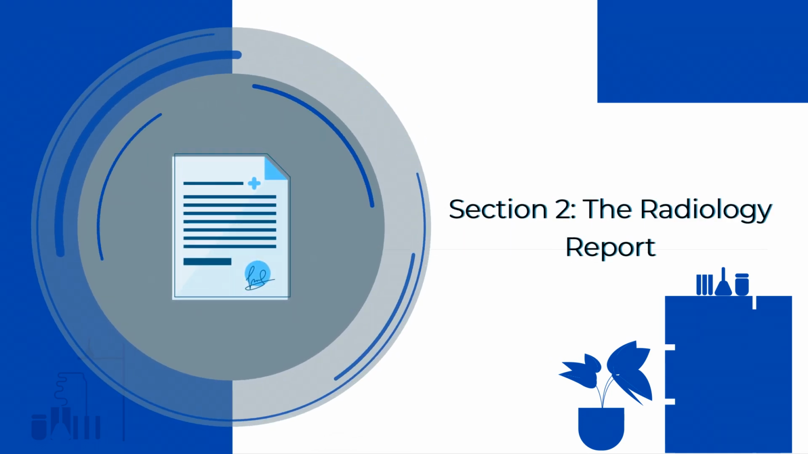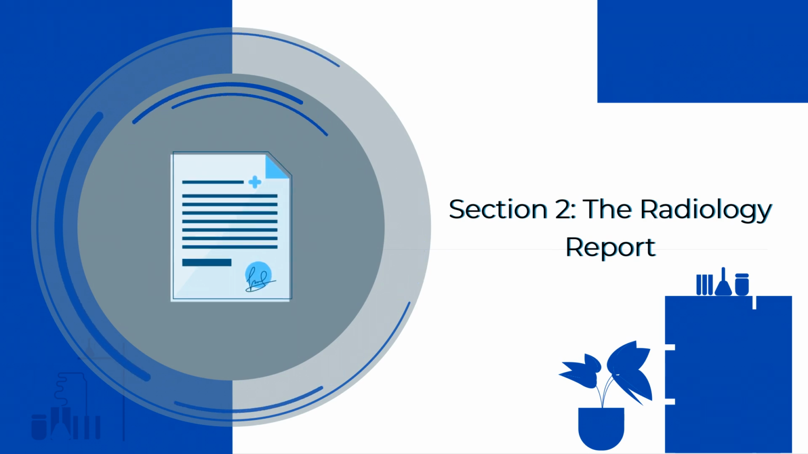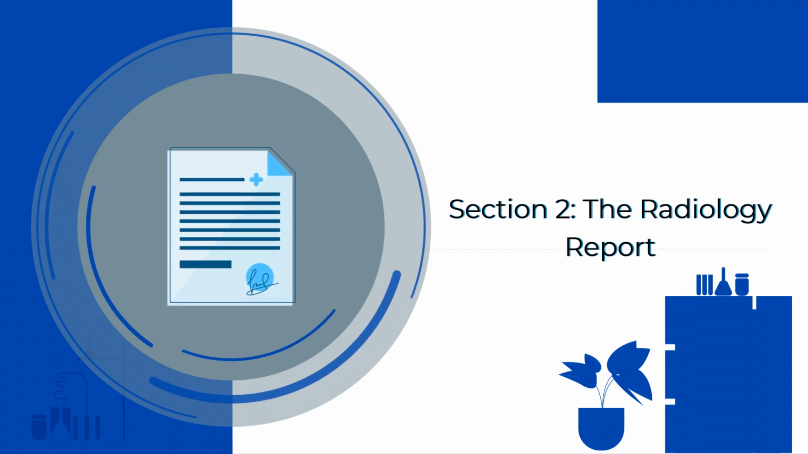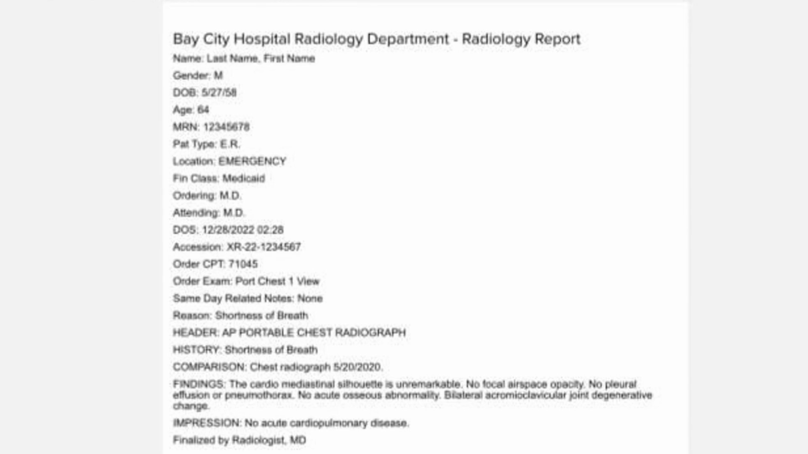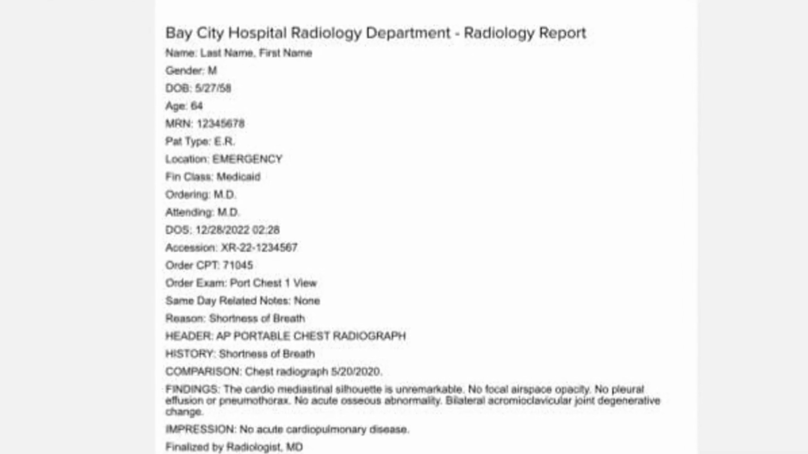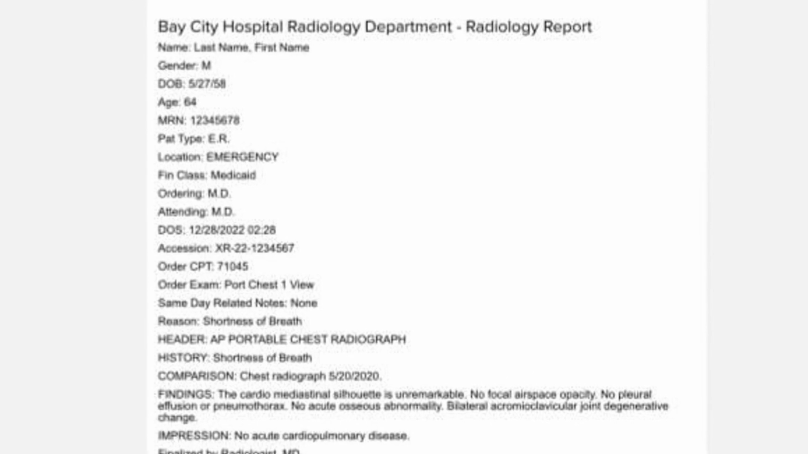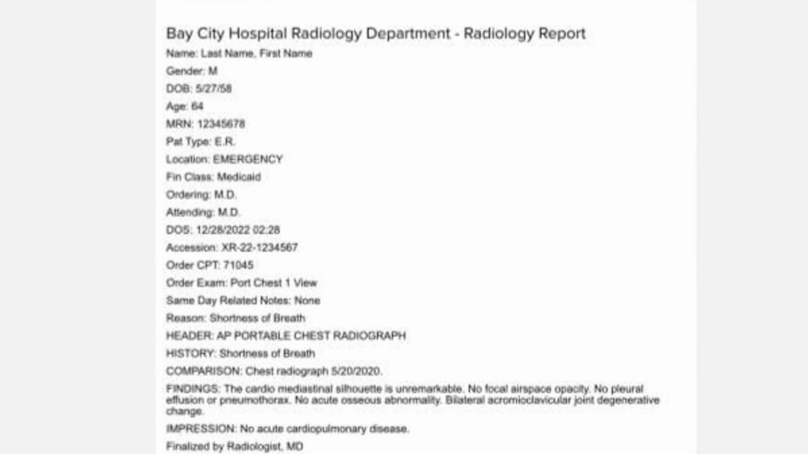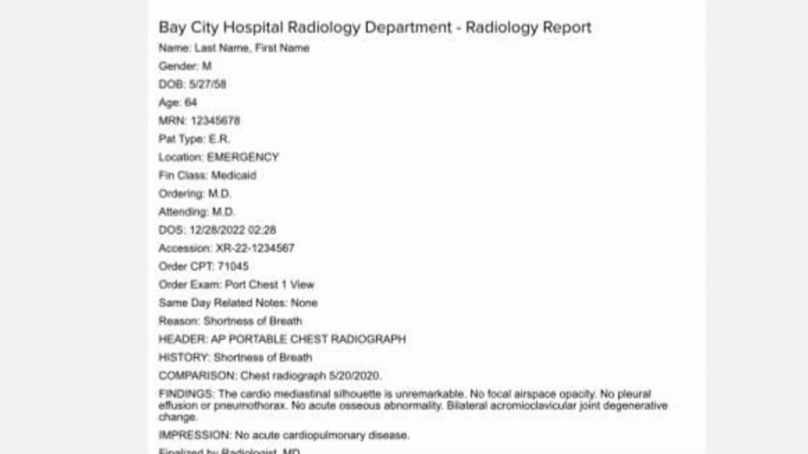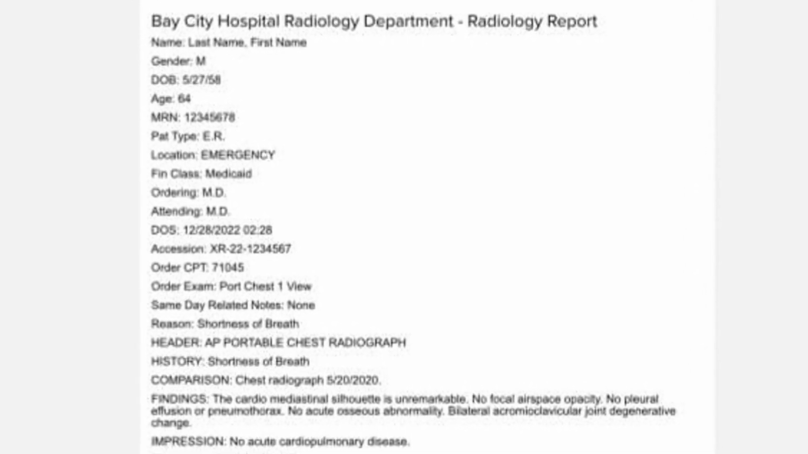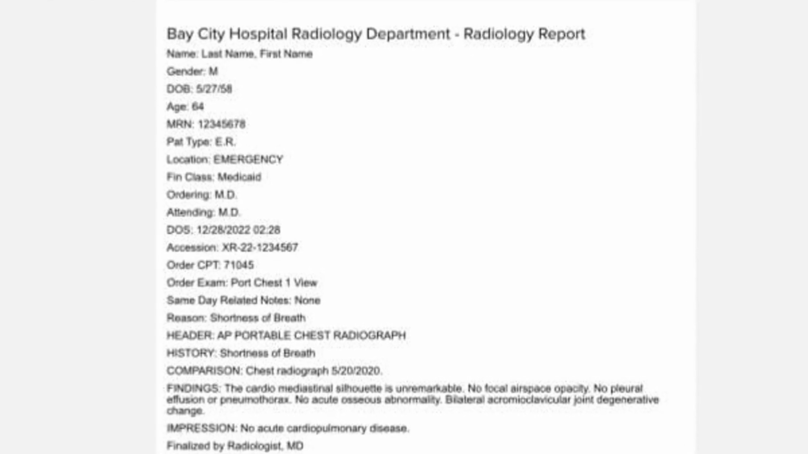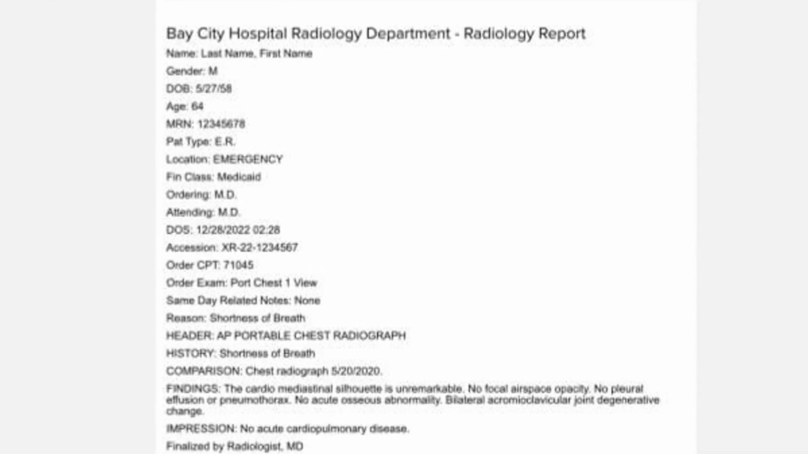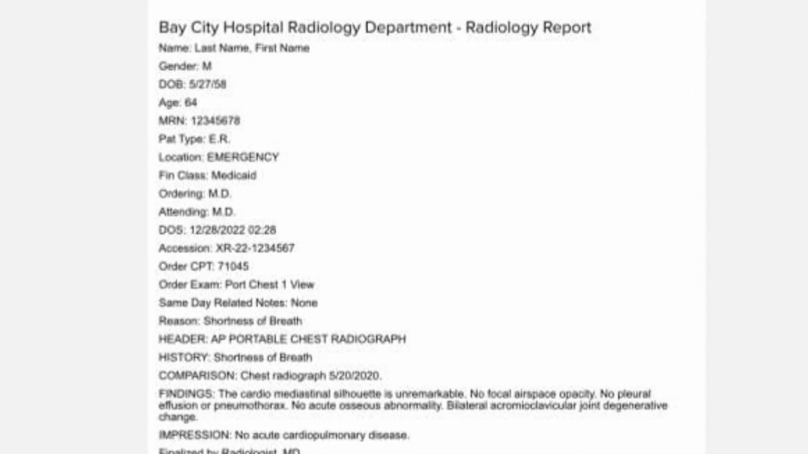Section 2, the Radiology Report. Next comes the Radiology Report. This is the radiologist's main way of sharing imaging findings with the care team. The report is dictated and transcribed, and it reflects the radiologist's expertise and their role in patient care. A clear, detailed report can mean the difference between a quick diagnosis and a missed opportunity. As coders, you'll rely on this report to assign the correct CPT and ICD-10-CM codes, so understanding how it's structured is critical. In short, the Radiology Report is the radiologist's direct work product and one of the most important ways they contribute to patient care.